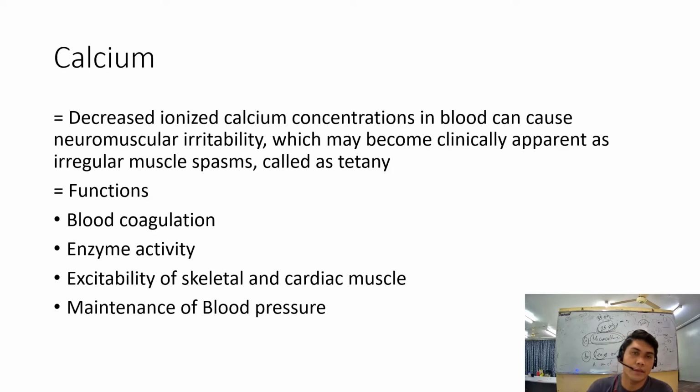Okay, so let's discuss calcium. A decrease in ionized calcium concentration in blood can cause neuromuscular irritability, which may become clinically apparent as irregular muscle spasms called tetany. Regarding calcium, it's an electrolyte that is important in neuromuscular excitability. That's one of the functions of calcium.